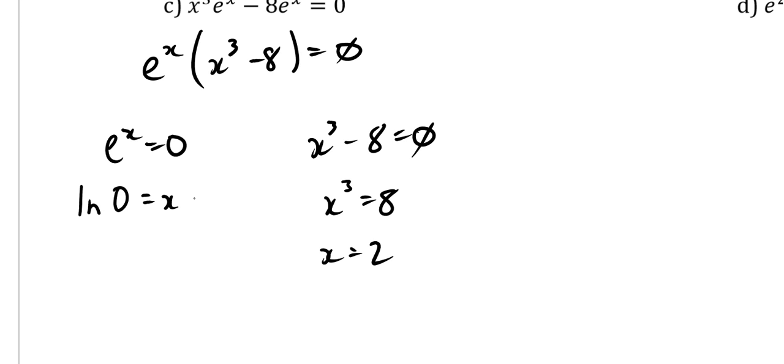Math error, doesn't work. Remember the graph. e to the x equals 0. When does the graph of e to the x equal 0? When does it have an x-intercept? That's another way of thinking about it. See how there's all different ways.